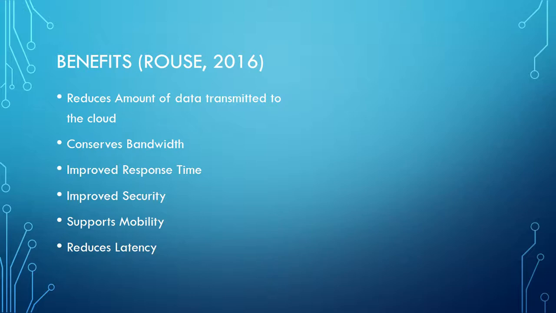So, as part of the benefits, because the intelligence is closer to the device, it reduces the amount of data transmitted to the cloud. It conserves bandwidth. It improves response time, improves security, supports mobility, reduces latency, and these all relate to how, once the information is initiated from the device, the fog device is there to interpret, using intelligence built into it, and determine which bits of information can proceed on through the hierarchy.